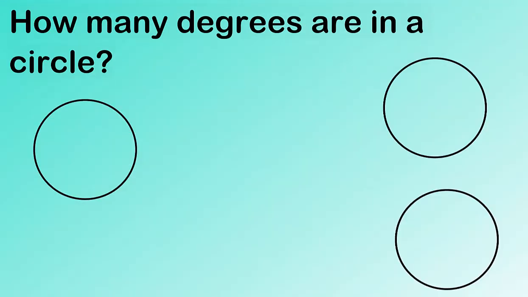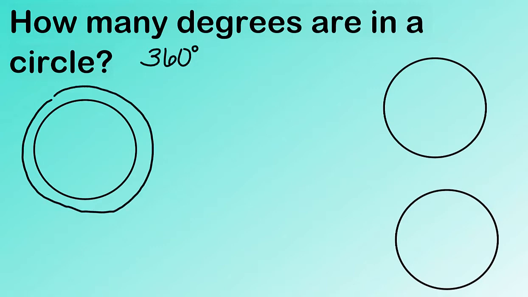So how many degrees are there in a circle? You may know from previous math classes that there are 360 degrees all the way around a circle. That means as I go around the circle, the total measure of the arc is 360 degrees.